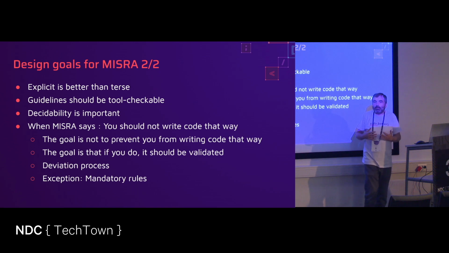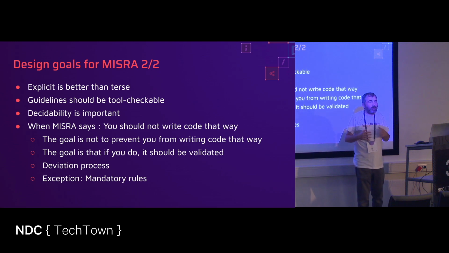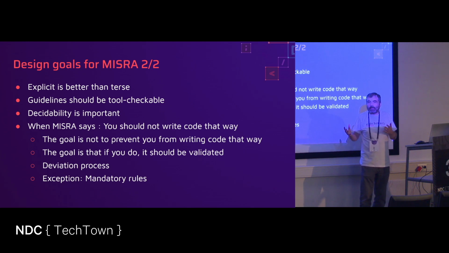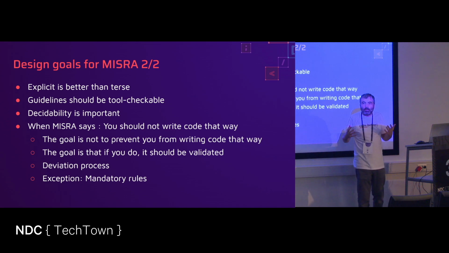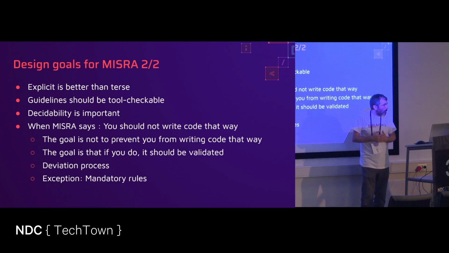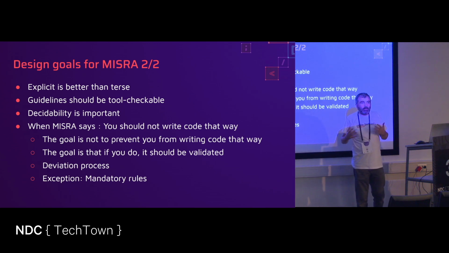And for the same reason, usually in this domain, people prefer explicitness over terseness. So there are some guidelines that make you be more explicit about what happens in your code, so that when someone reviews it, there is no misunderstanding about what the code is doing. And another point of MISRA is that every guideline written in MISRA should be tool checkable.